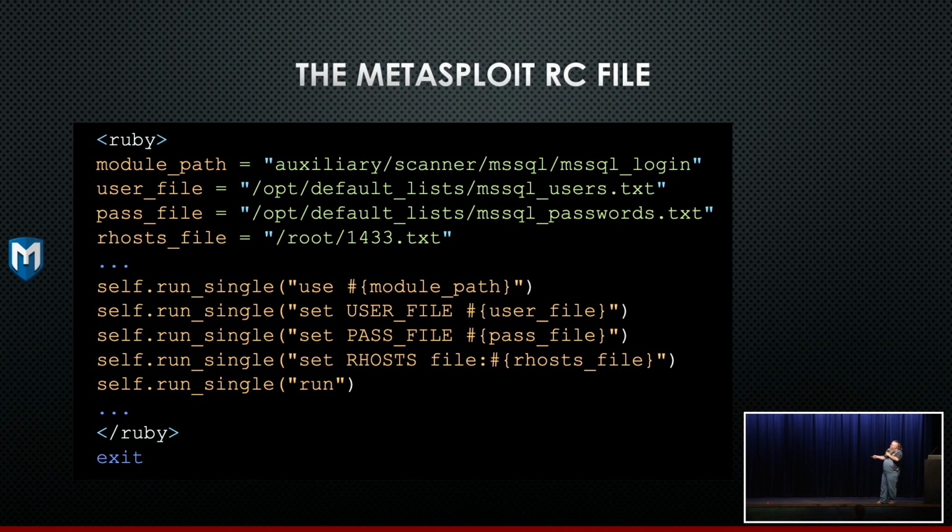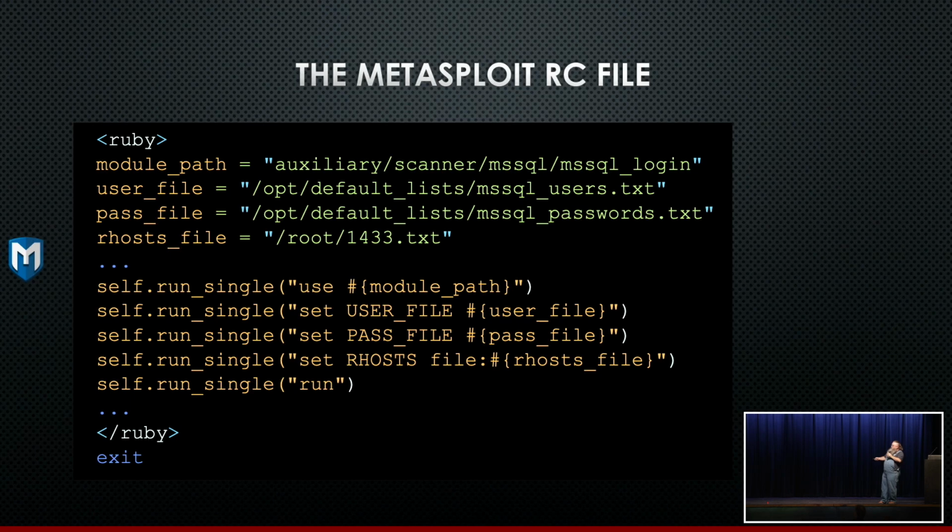We're just setting what module we want to run. In this case, auxiliary scanner, MS SQL login. What is the user file we want to use? What is the password file? And what is the rhost file? Rhost is the host that we want to target in this case. And we're sending that to /root/1433.txt. And then we'll do other stuff in there we're not that concerned about right now.